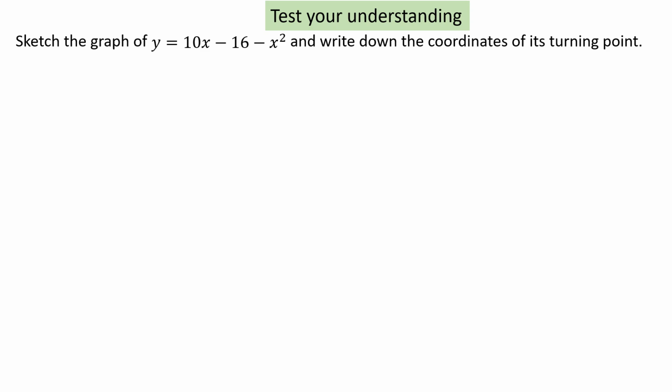y equals 10x minus 16 minus x squared. Find the turning point. You need to complete the square. Before I complete the square, I'm going to take the negative sign out of the bracket: x squared minus 10x plus 16.